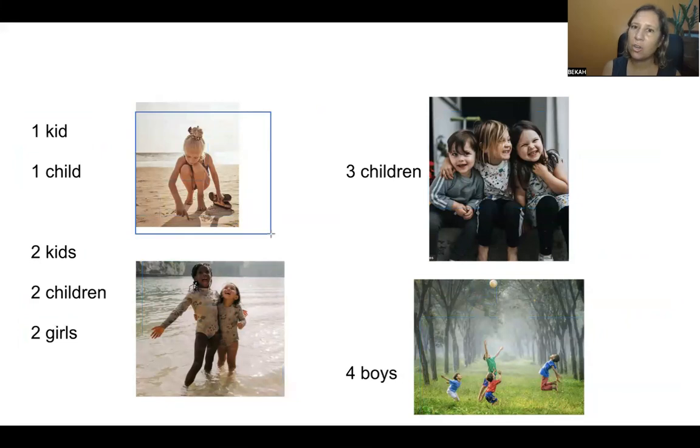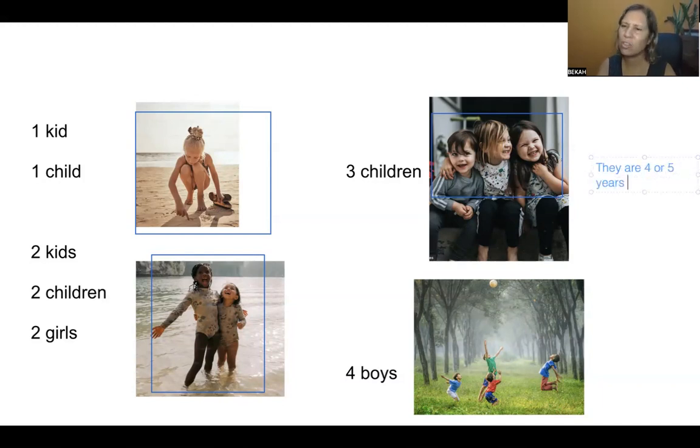Where is this girl? She is at the beach. Where are they? They are in the water. Maybe they're in the ocean. How old are these children? Maybe they are 4 or 5 years old.